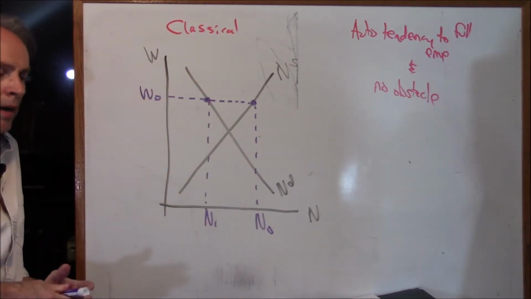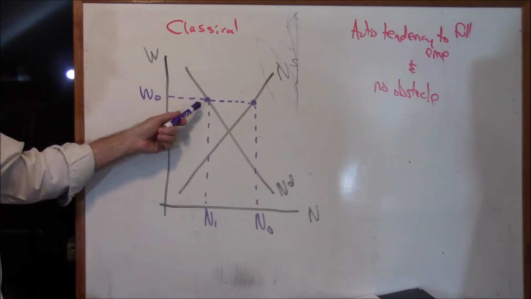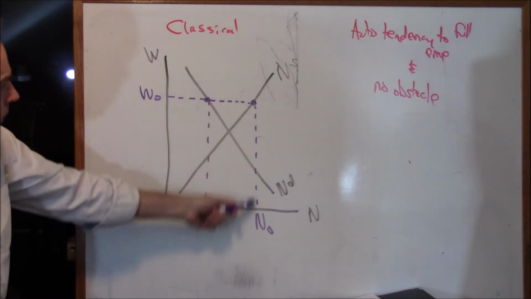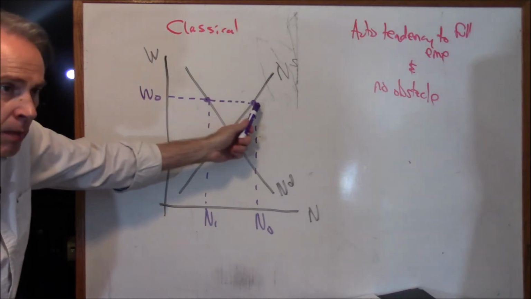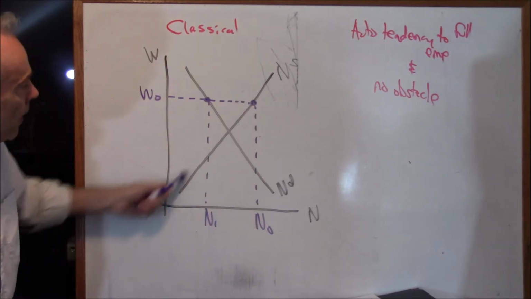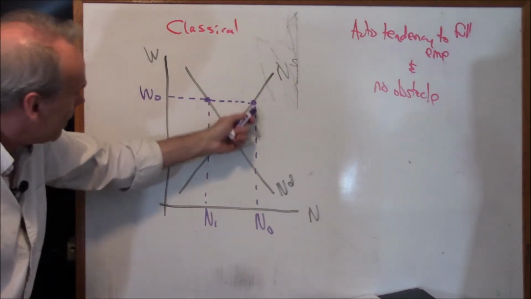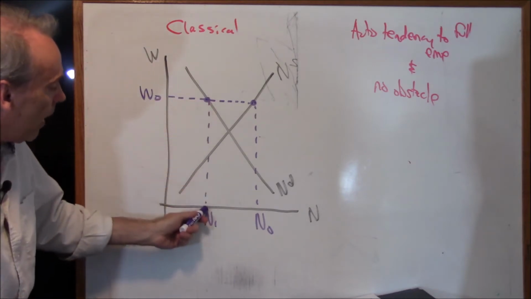This is a situation of involuntary unemployment. This many people would like to work. How do I know? At wage rate W sub 0, it hits the labor supply curve right here, drop down. Aha! The labor supply curve tells me how many people are willing to work at each wage rate. So at this wage rate, that many are willing. At this wage rate, however, firms are only willing to hire this many.